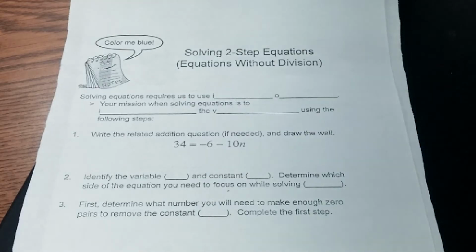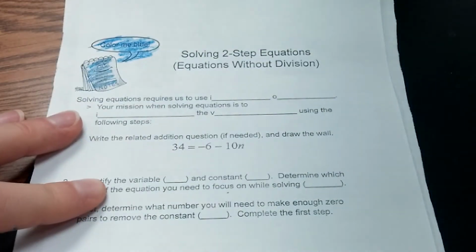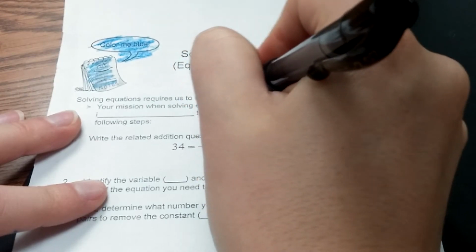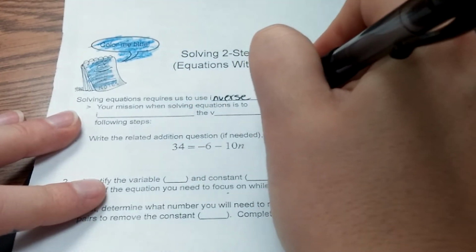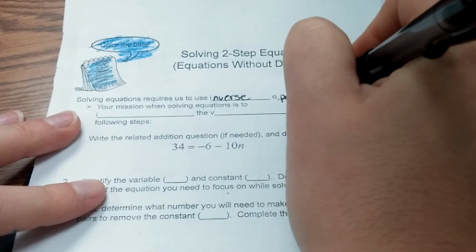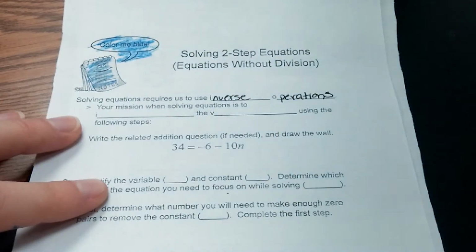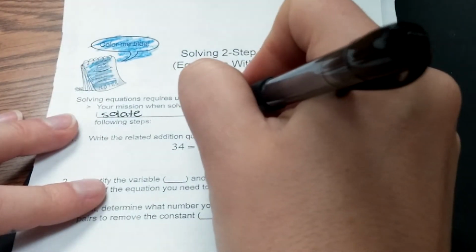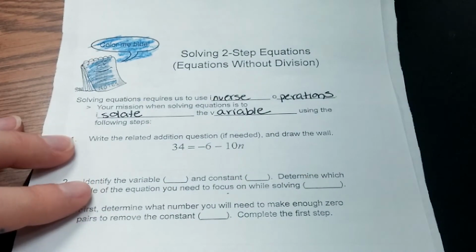In this video, we're going to talk about how to solve two-step equations without division. This is still part of Unit 4. Color is still blue. When solving equations, it requires us to use inverse or opposite operations. Your mission when solving equations is to isolate the variable using the following steps.